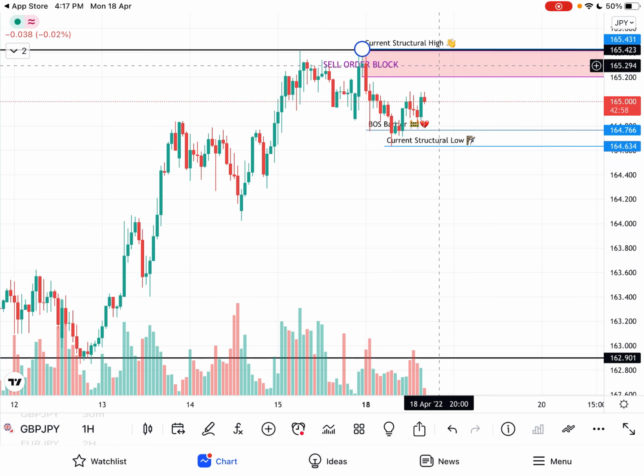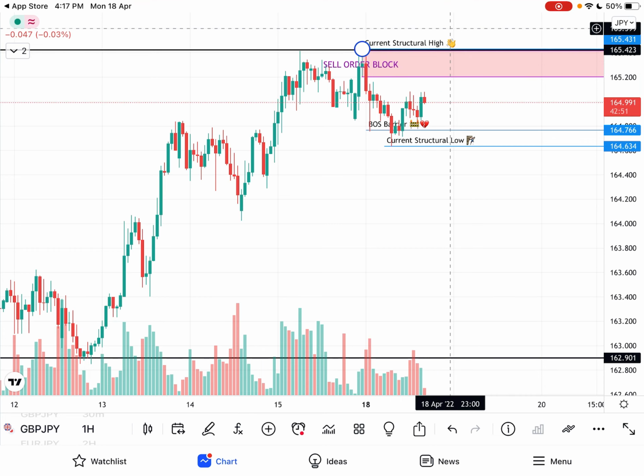So this zone becomes our sell order block zone. Anytime price enters this zone, we are looking at taking a sell, and then our stop loss will be a little above the structural high. Okay, so that's one way of entering the market.